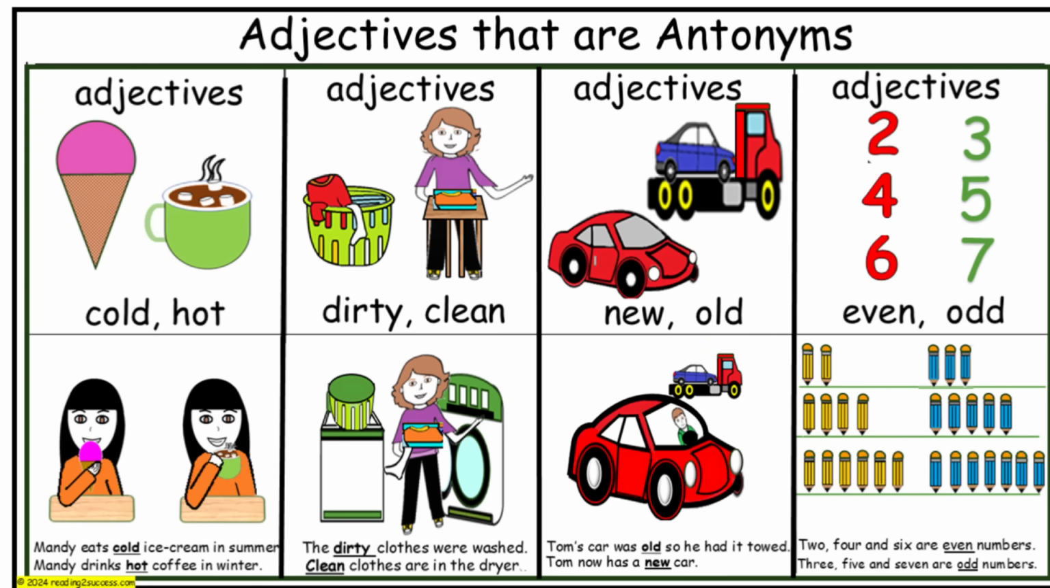This is the third teaching resource chart in this section. Adjectives that are antonyms. Remind kids that adjectives describe nouns. In each of the four examples, there are two adjectives that are antonyms, opposite words. Cold, hot, dirty, clean, new, old, and even odd.